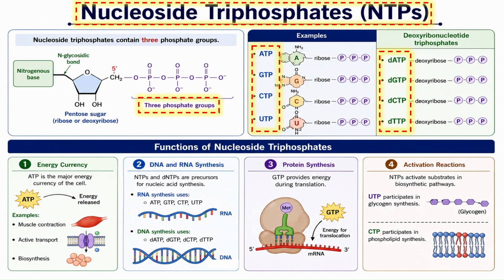Now coming to the functions of the nucleoside triphosphates. ATP is the major energy currency of the cell. It provides energy for muscle contraction, active transport, and biosynthetic reactions. NTPs and dNTPs are also precursors for nucleic acid synthesis. RNA synthesis uses ATP, GTP, CTP, and UTP. DNA synthesis uses dATP, dGTP, dCTP, and dTTP. During protein synthesis, GTP provides energy for translation. Then UTP also participates in glycogen synthesis, while CTP participates in phospholipid synthesis.